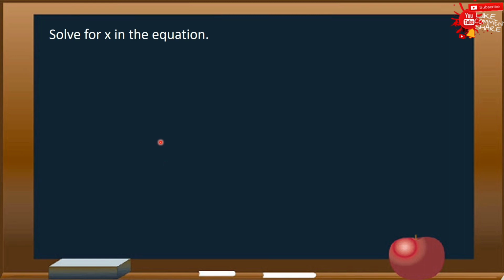Now, let us have an example. We have here, solve for x in the equation. Let us have number 1. We are given here 6x plus 9 is equal to 4x minus 7.